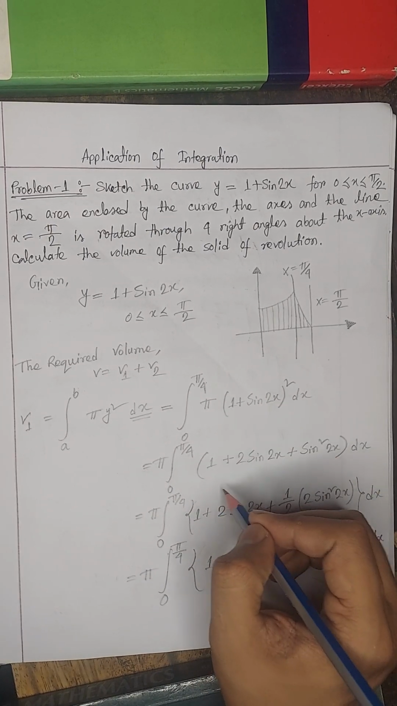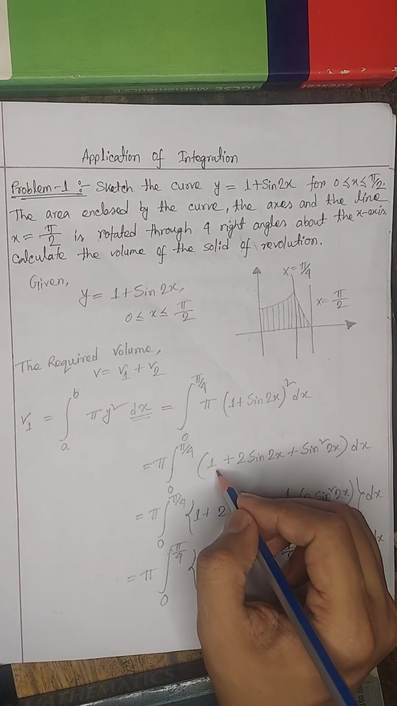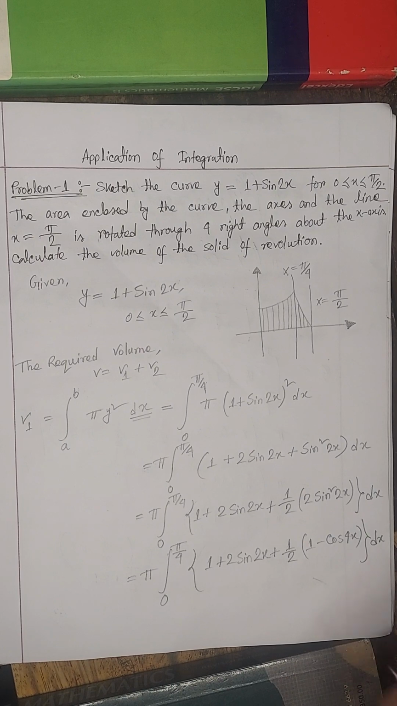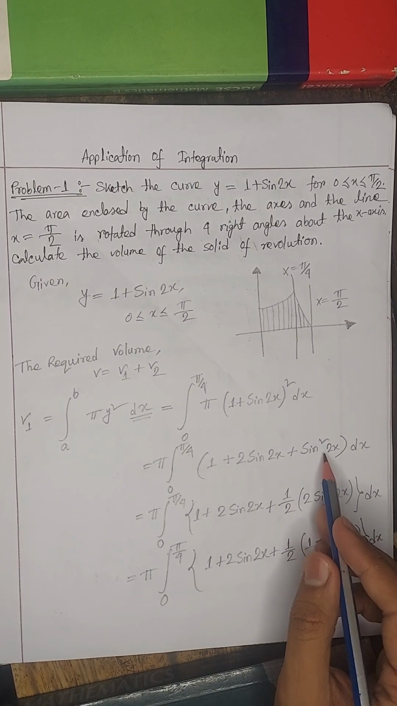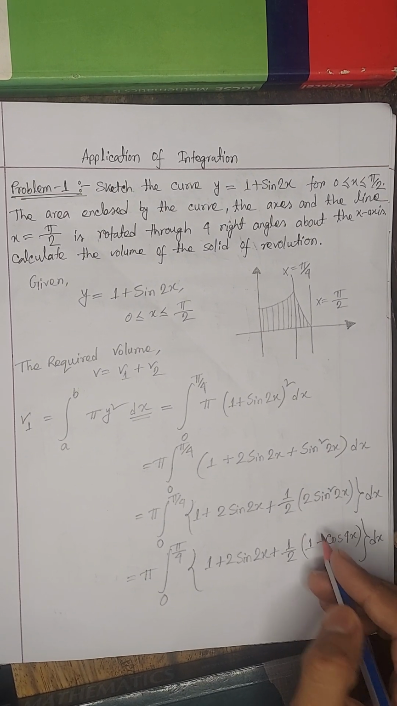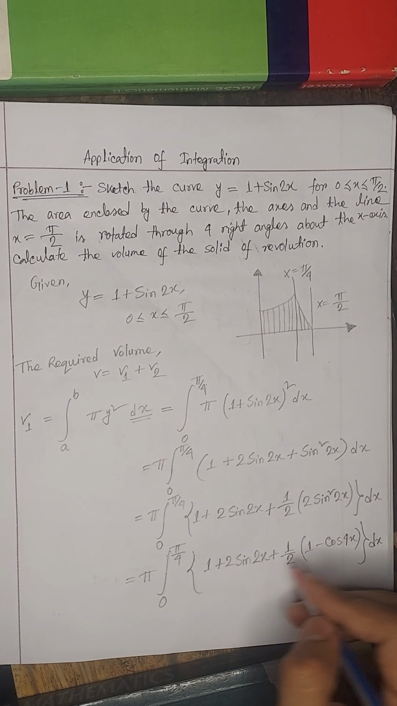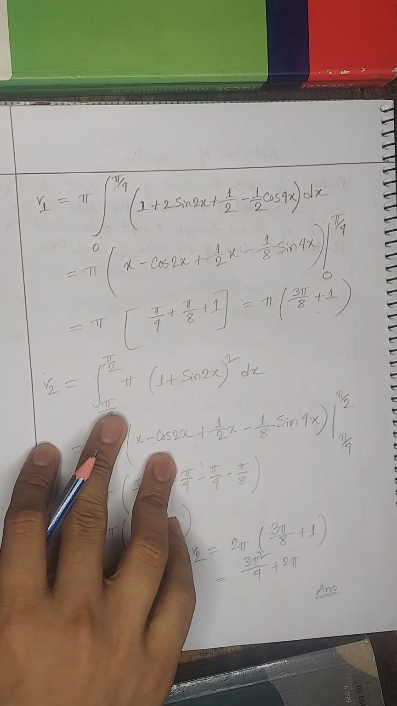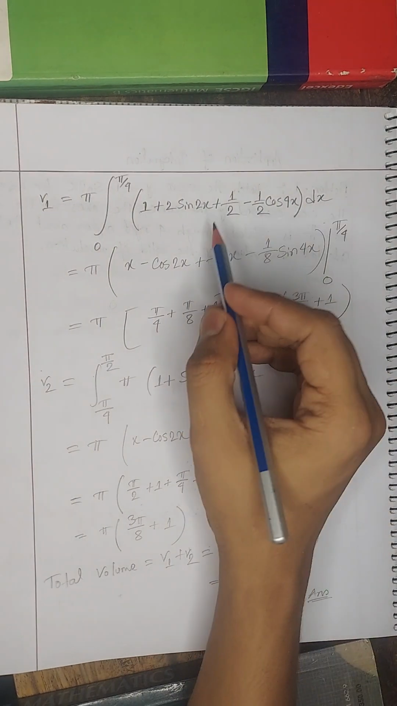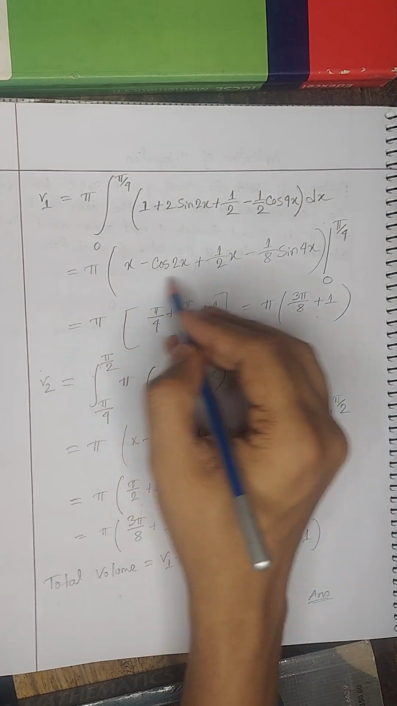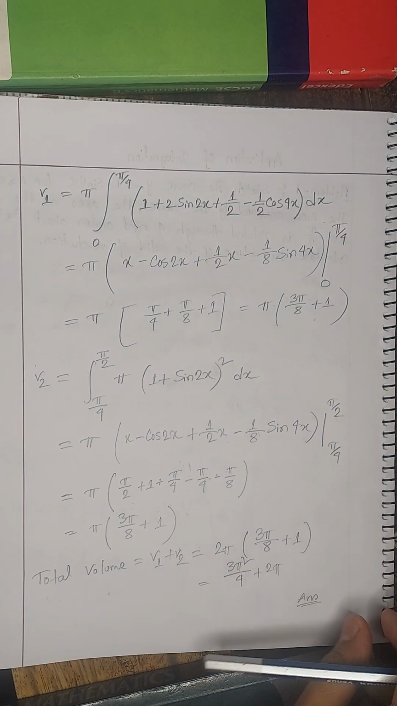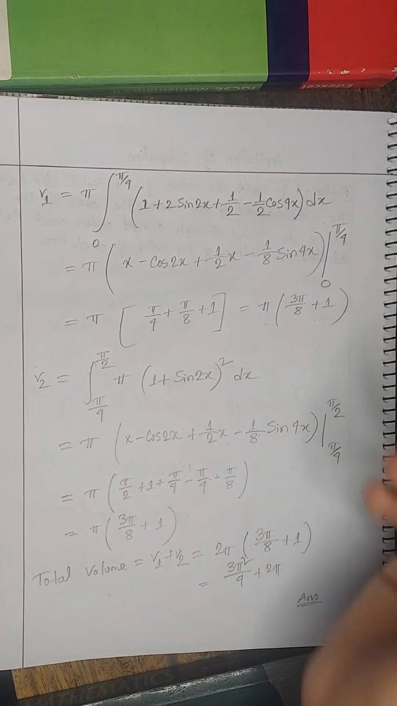Now we apply the (a plus b) whole square formula, a square plus 2ab plus b square. Here we have to transform it to sine square 2x, so that we can apply 1 minus cos 4x. Then we can easily integrate the terms. Now after integration we get this, where we have to apply the limit, and after applying the limit we get this expression.